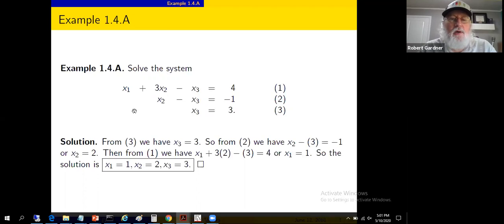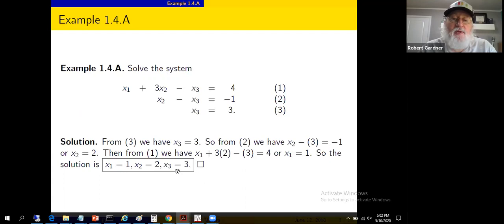All right, well, can you solve this? Yeah, well, I already know x sub 3 equals 3. We can plug that back into the second equation. With x sub 3 equals 3, we'd have x sub 2 minus 3 equals negative 1. Take that negative 3 to the other side, and you'll find x sub 2 equals 2. Now we know x sub 3 and x sub 2. We could plug both of those into the first equation and solve it and find that x sub 1 equals 1. So we get x1 equals 1, x2 equals 2, and x3 equals 3.